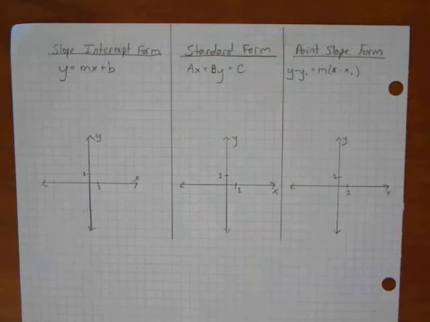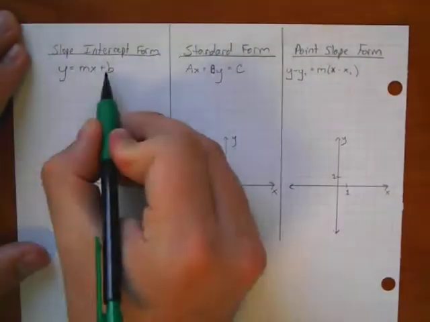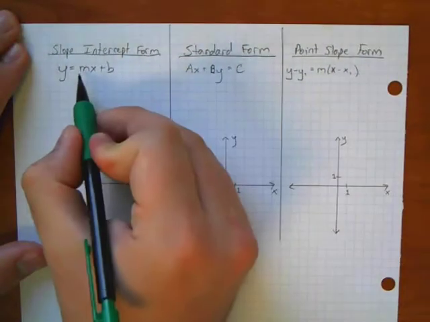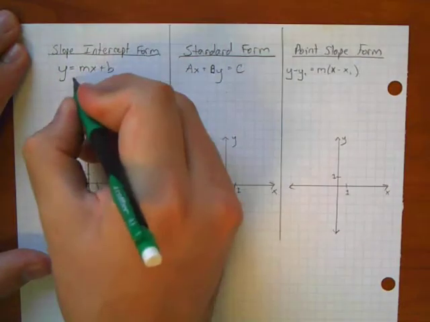We're going to start with slope-intercept form, and we're going to talk about some of the advantages of having an equation in this form. And remember, we're talking only about lines with these three forms. So one of the advantages of having an equation of a line in this particular form is that the m value and the b value tell you something about the line.